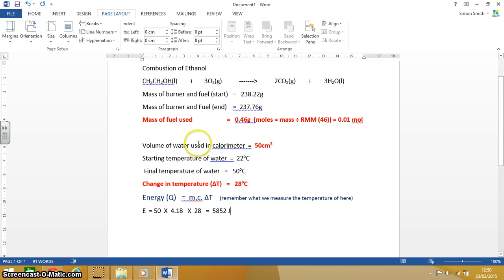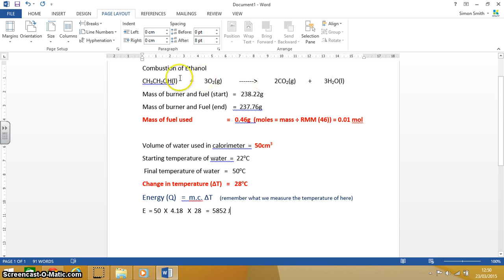So 0.46 grams of ethanol produces 5852 joules. But of course what we really need to do now is to relate this to the equation, and if we look at the equation, what does the equation say? It says 1 mole of this reacts with 3 moles of oxygen to make 2 moles of carbon dioxide and 3 moles of water.